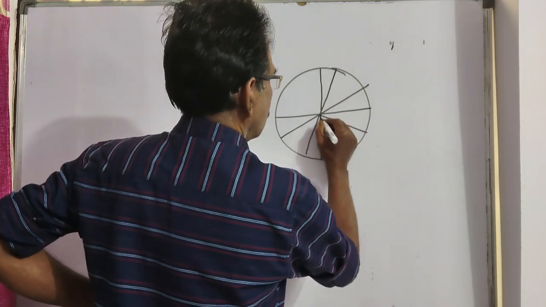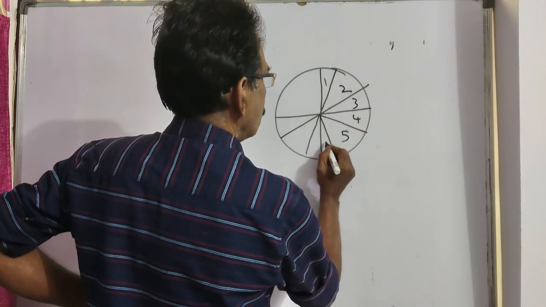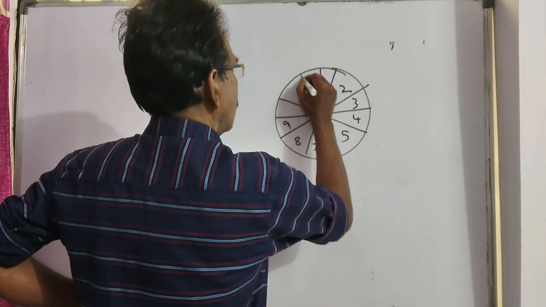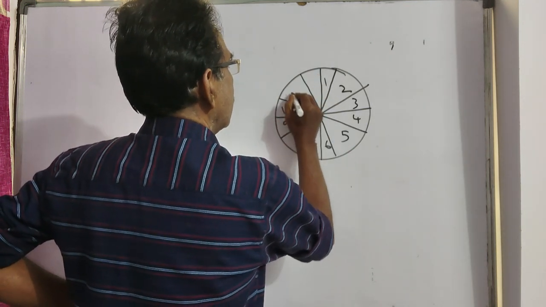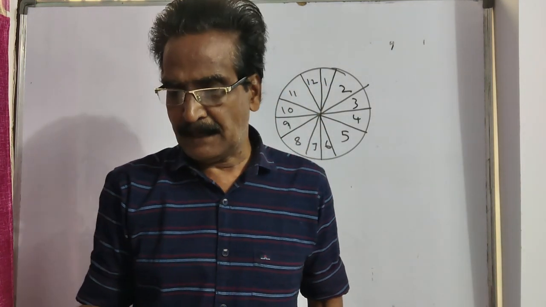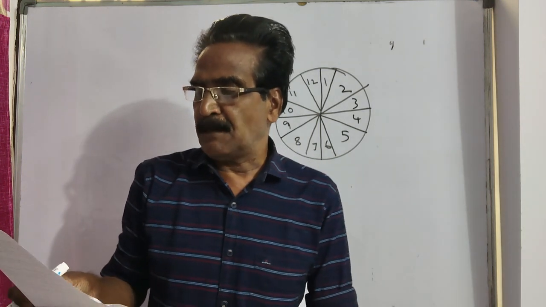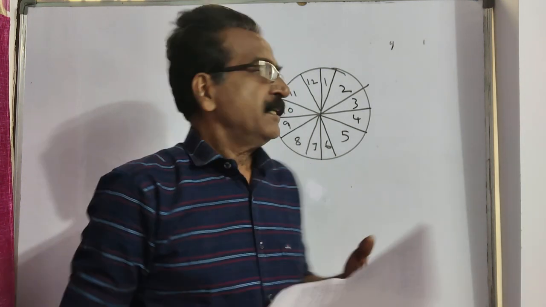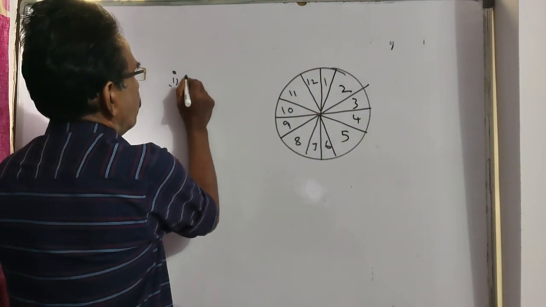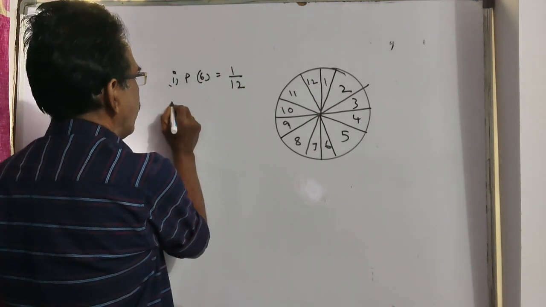1, 2, 3, 4, 5, 6, 7, 8, 9, 10, 11, 12. So here we have 12 numbers. What is the probability that it will point at 6? Here we have only one 6. Probability of pointing at 6 is equal to 1 by total number of cases, 12.